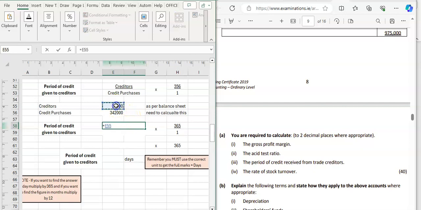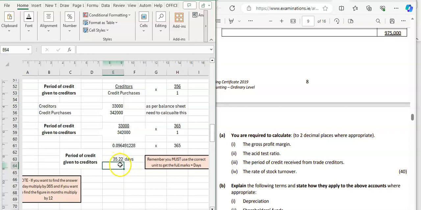So I need my creditors of 33,000. I need my purchase of 342,000. They're going to be divided into each other. And that's going to give me a figure that's going to be multiplied by 365 days. And remember, I'm rounding it to 2 places decimal. And I'm going to call it days. So remember, units are really important for this.